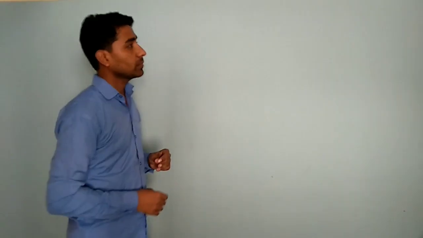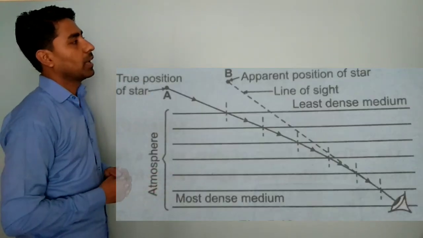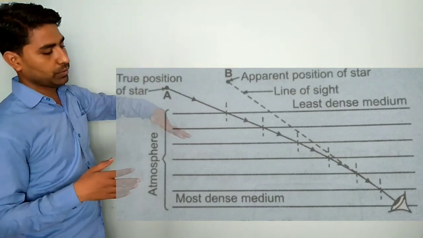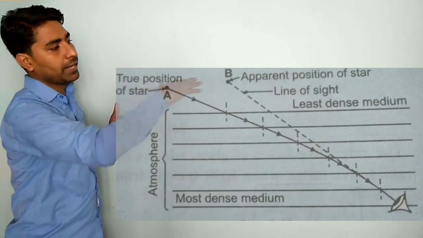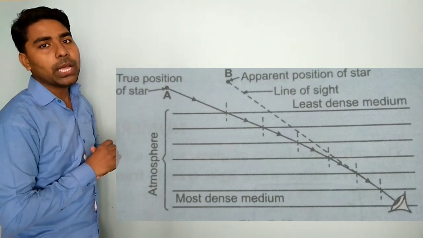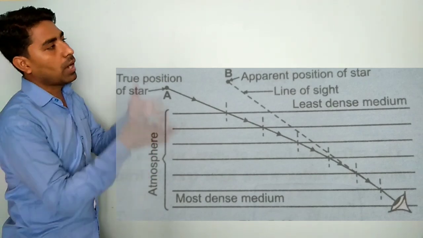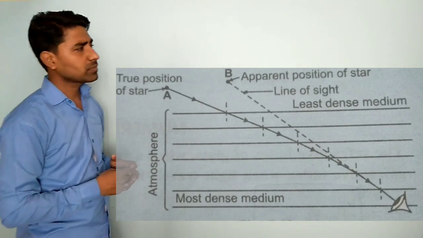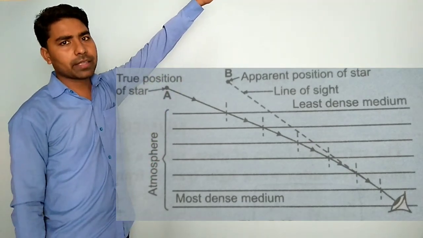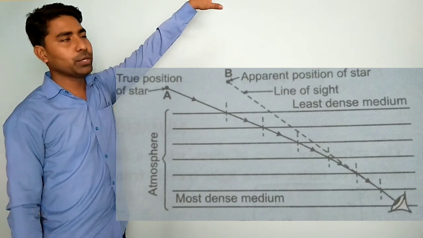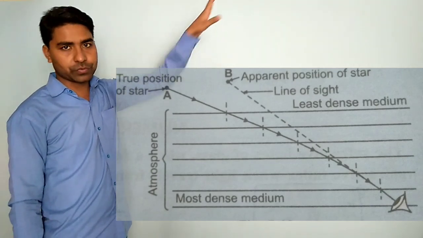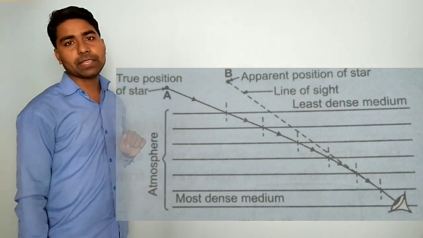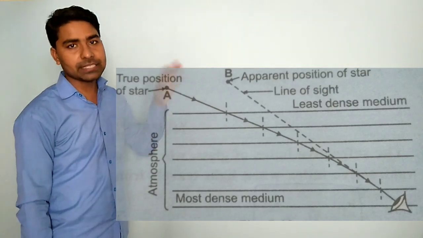For that, see here. When you look at the sky, suppose from the sky to the earth there are different layers of air. Why different layers? Because the hot air goes up and the cold air stays down because of the density. So when a star emits its light, the light comes straight to the atmosphere. When it enters the atmosphere, there are different layers of air. Different layers mean different densities of air.